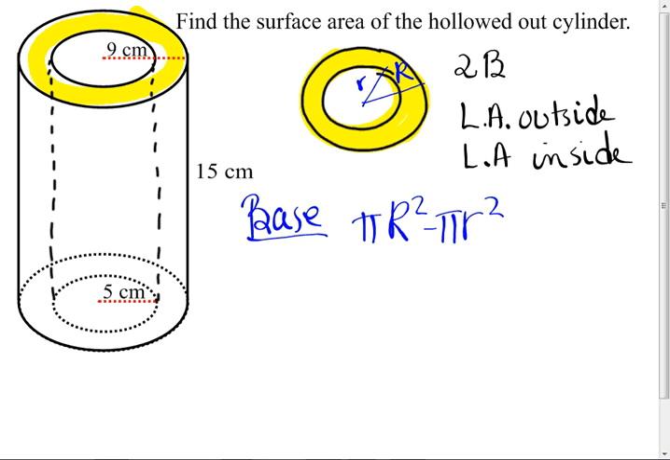The problem, this is the hard part: figuring out all the pieces you have to add up. Using the formula is not hard. This is pi. What's the big radius? 9. Pi, and the little radius is? So that's 81 pi minus 25 pi, which gives you 56 pi. Good.